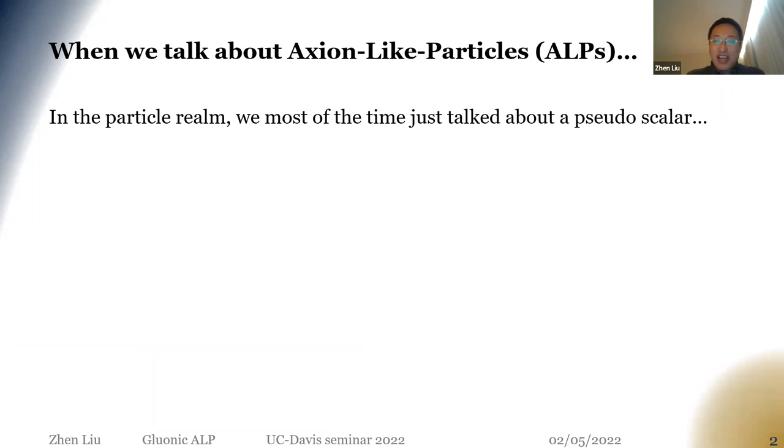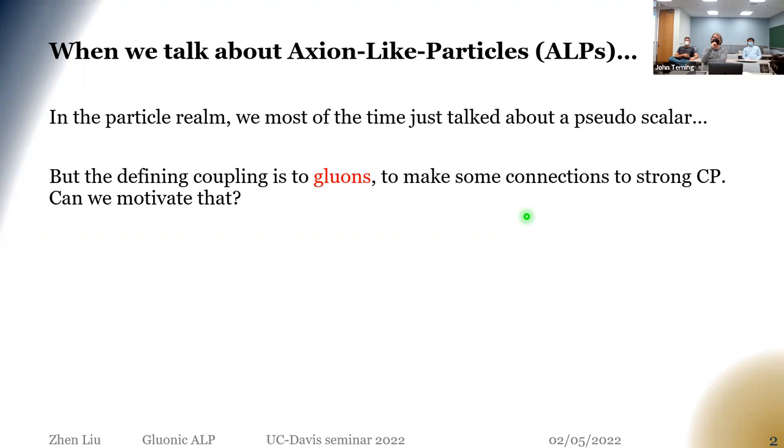It doesn't really need the introduction, but nowadays we hear a lot about axion-like particles. When we talk about axion particles, we're really mainly thinking about them in the particle regime. Most of the time we just talk about the pseudoscalar. We think it can have various kinds of pseudoscalar coupling to various particles, but to fully justify its name of axion-like particles, we would like to come back to the essential coupling, right? Which is to the gluons, to make a strong connection to the strong CP and to axions.